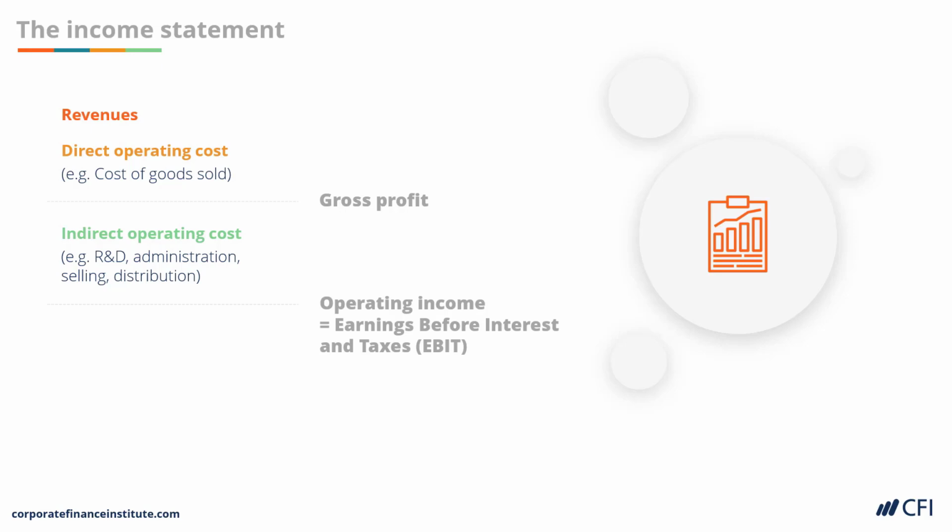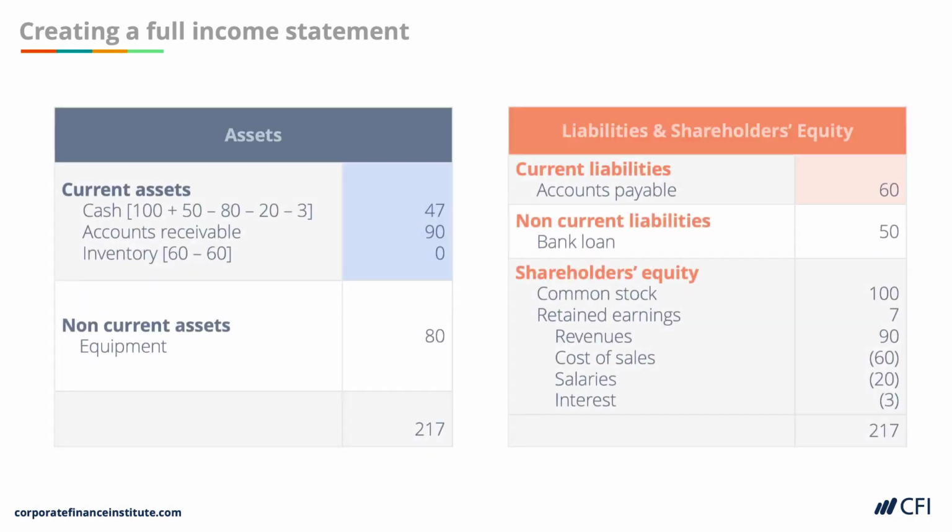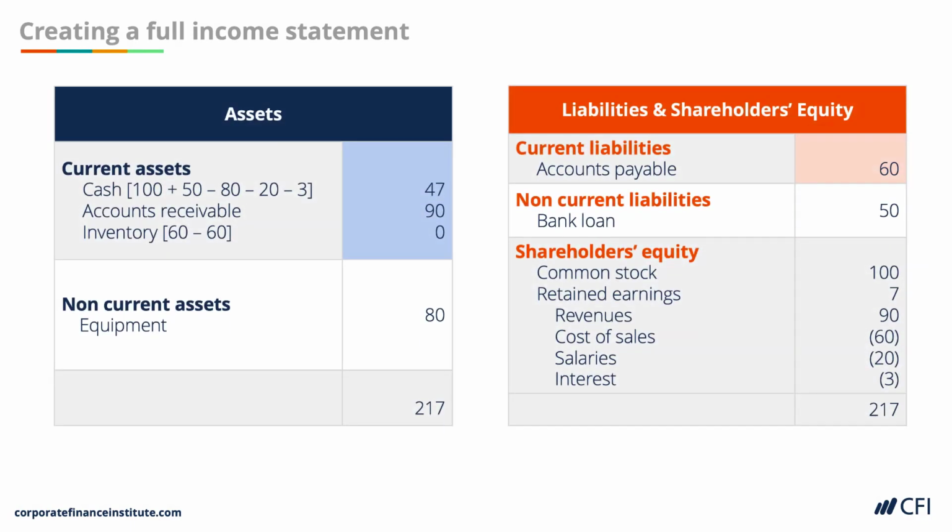Below the operating income line on the income statement, we can then deduct the cost of debt financing. This includes interest expense and bank charges. After deducting the cost of debt finance, there is often another subtotal for earnings before tax. Below that, taxes are deducted, and finally, we arrive at net income, the bottom line. Net income can also be called net earnings or net profit. This is the bottom line of the income statement, which then feeds into the retained earnings account on the balance sheet. Now, let's create a full income statement using our previous balance sheet example.